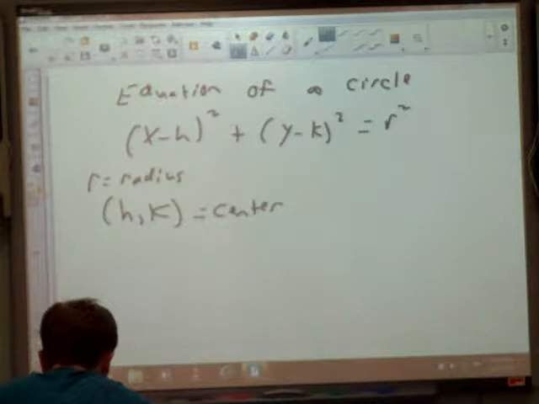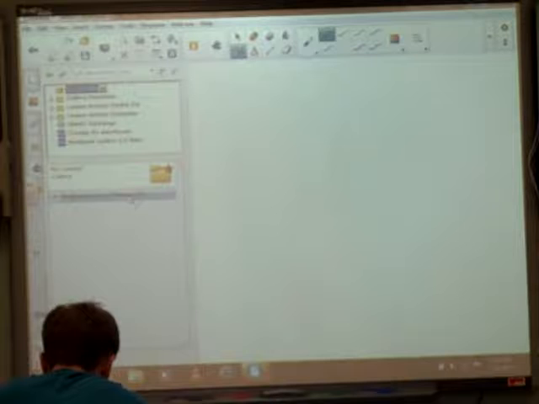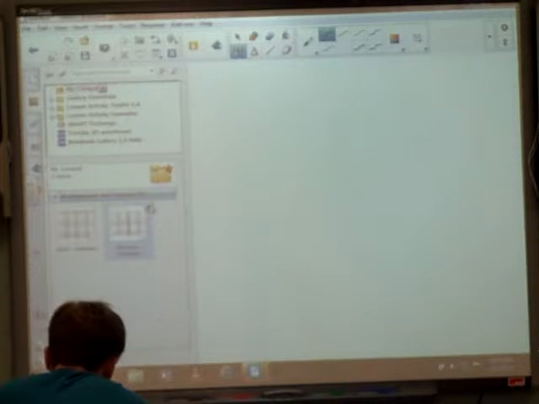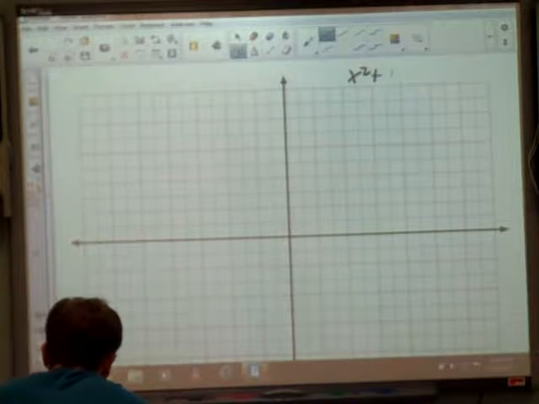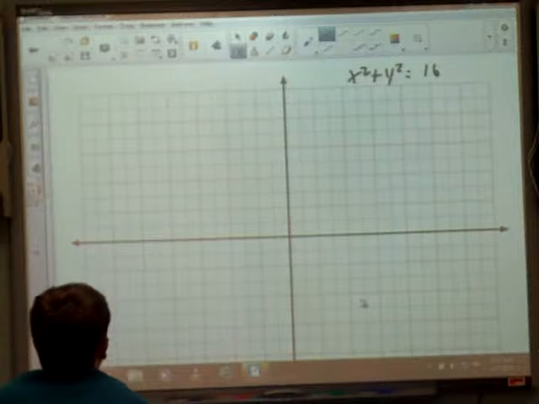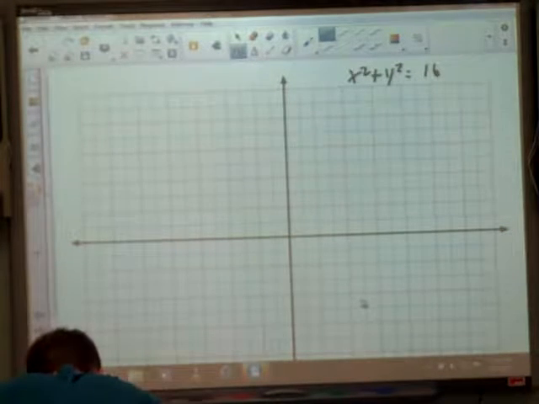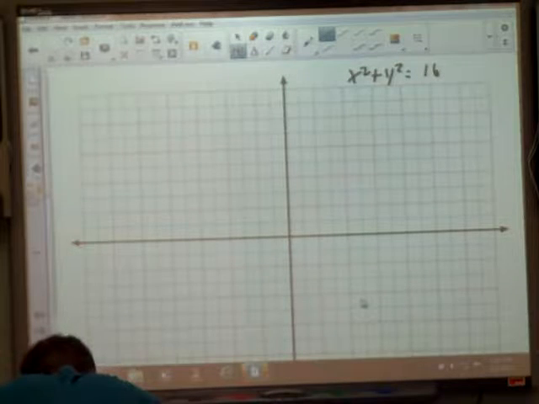Okay, so I've got the formula there that you need. Here I've got x squared plus y squared equals 16. We're going to figure out some things about this circle and graph it. It doesn't look exactly like the equation that you just wrote down, but it is. What are the h and k on this one, if there's nothing being added or subtracted to the x and the y?